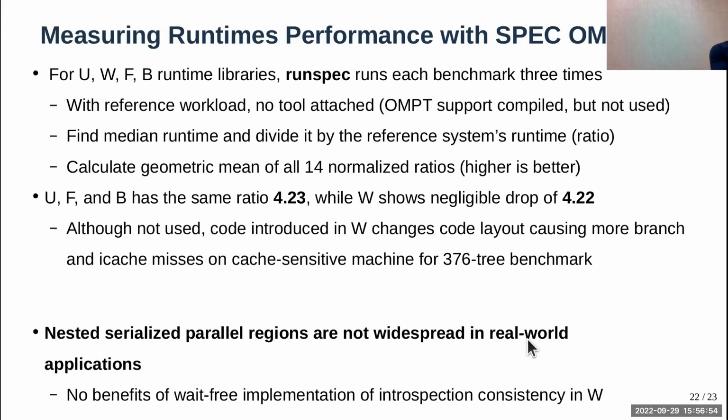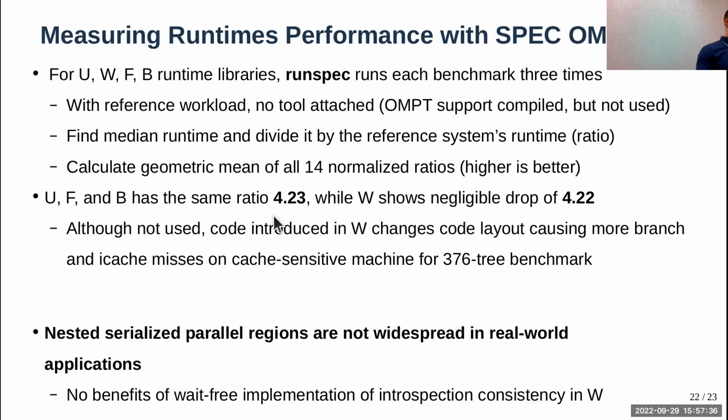The last group tries to measure the runtime performance in real-world scenarios and tries to see how frequent nested serialized regions are. For these purposes, we use runspec, which is a tool from the SPEC OMP benchmark. And we run each benchmark dynamically linked to one of the libraries 3 times with the reference workload and no tool attached. We find the median runtime and divide it by the reference system runtime. That's how runspec does it. It calculates a normalized ratio for each benchmark and calculates the geometric mean of all 14 normalized ratios. This means basically the higher number you get, the better.